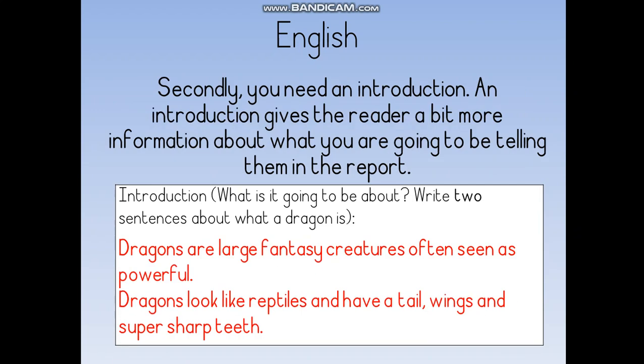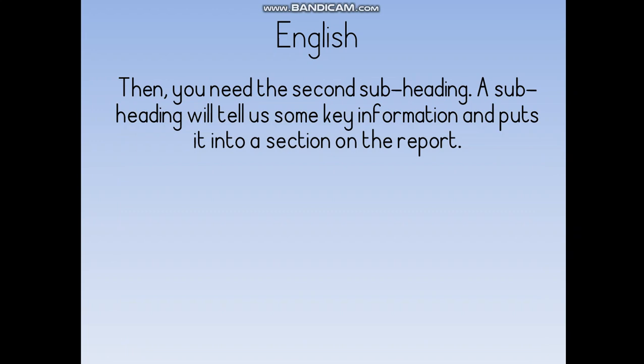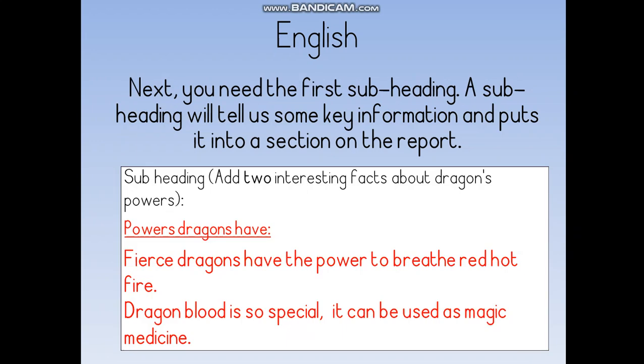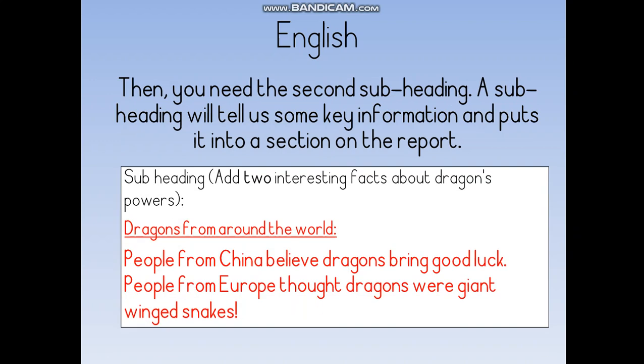So back to our second subheading. Right, our second subheading again. The subheading tells us key information and puts it into that section of the report. Now our first subheading was about powers the dragons have, so we're not going to write about that again because we've already told people about that. So we're going to write about the second one that we looked at yesterday, which was dragons from around the world. And again, my 2 facts for this would be: people from China believe dragons bring good luck. People from Europe thought dragons were giant winged snakes. So again, that's the information, those facts from that non-fiction text.